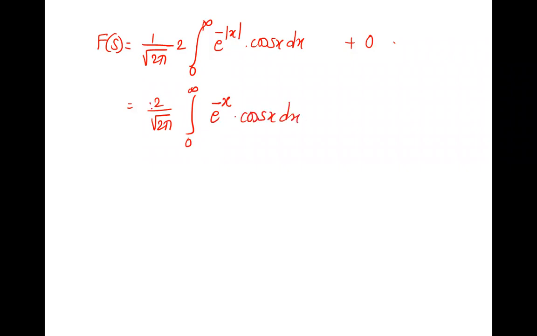This 2 you can write root 2 into root 2, and this root 2 into root pi in the denominator. So root 2 gets cancelled. It is root 2 by pi. And we have to solve this integration. Think and tell me, how do we solve?